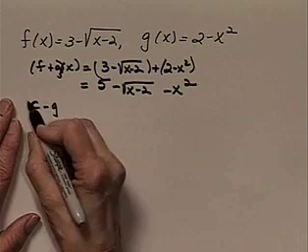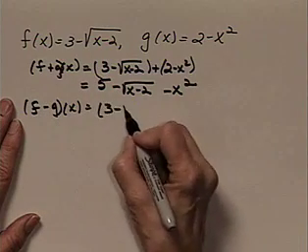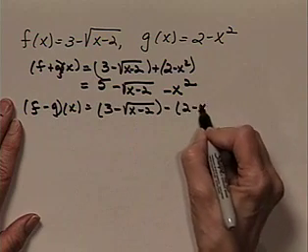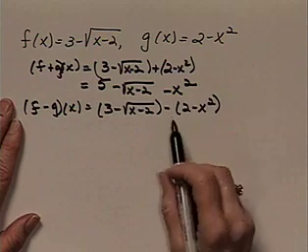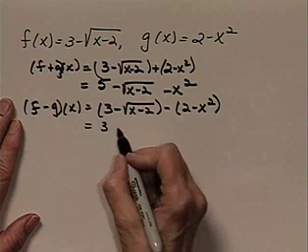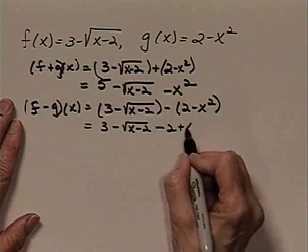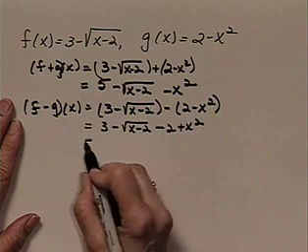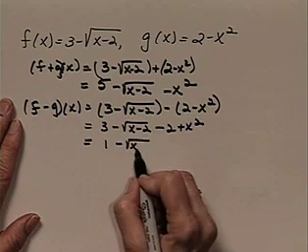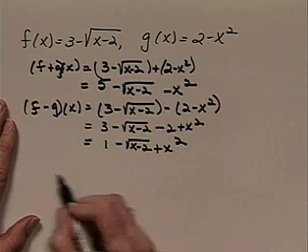F minus g of x, we have 3 minus the square root of x minus 2, minus the quantity 2 minus x squared. Now it's especially important here that you put these parentheses. We'll have to remove our parentheses and then combine like terms. So we have 3 minus 2 is 1, minus the square root of x minus 2, plus x squared.